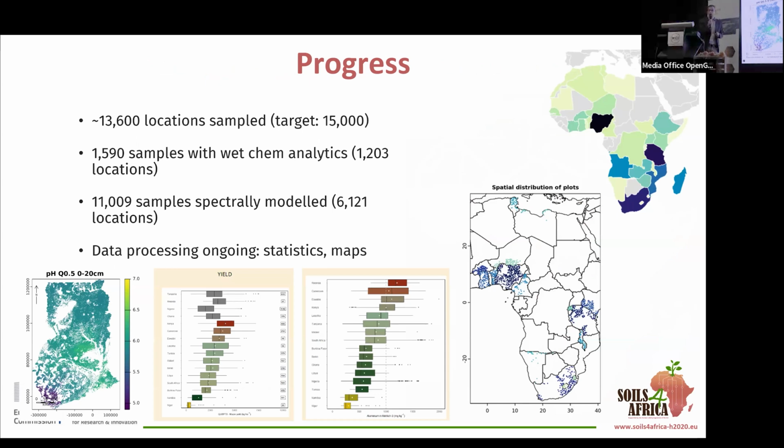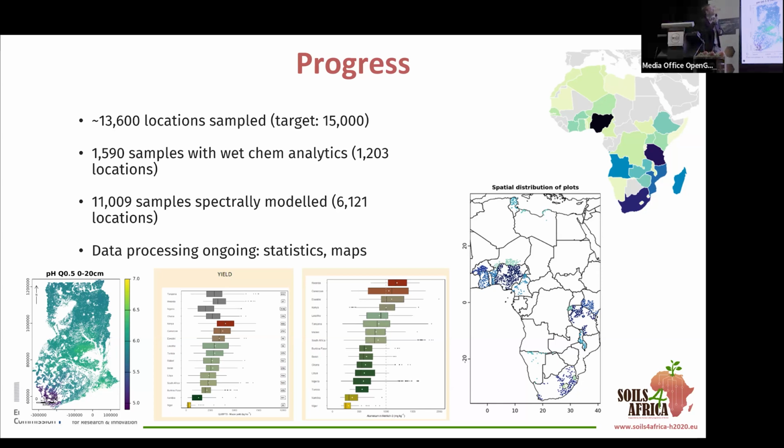Where are we now? Like I said, the project is ending in May, so we have about 2 months left. We have now sampled 13,600 locations across the continent. The initial target was 20,000, but we reduced that to 15,000 because of some time and budget constraints that we had. The countries that were sampled, you see them on the map on the right. The campaign is currently still in progress in Morocco, Algeria, and Angola.